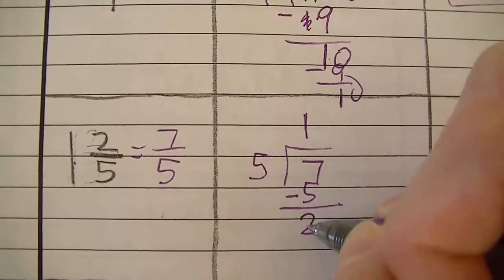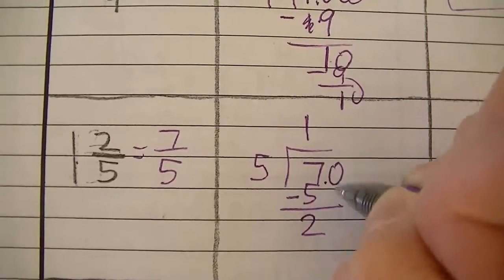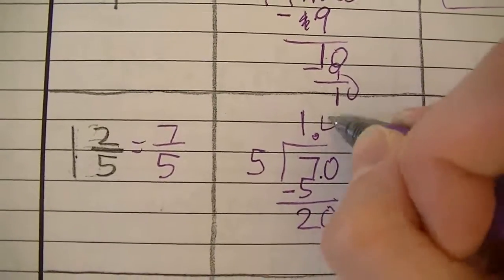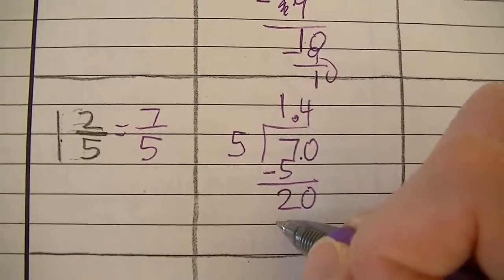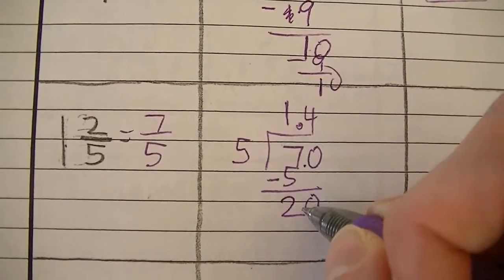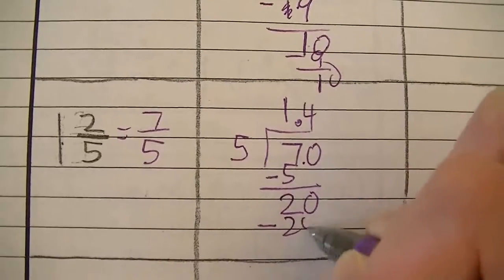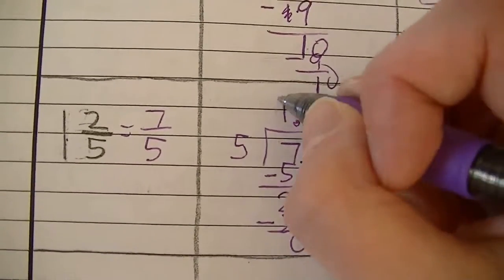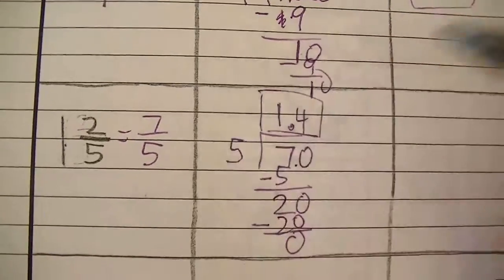It's 2. 5 doesn't go into 2, but it would go into 20. 5 times 4 is 20. And then subtract. 5 does not go into that. There's no remainder, so that's going to be our decimal.